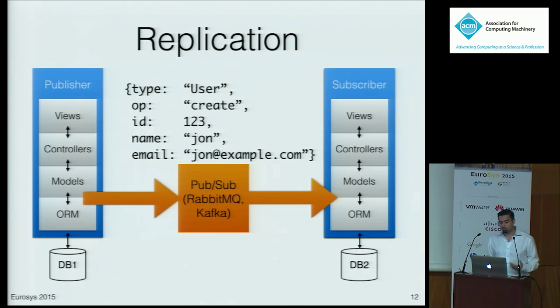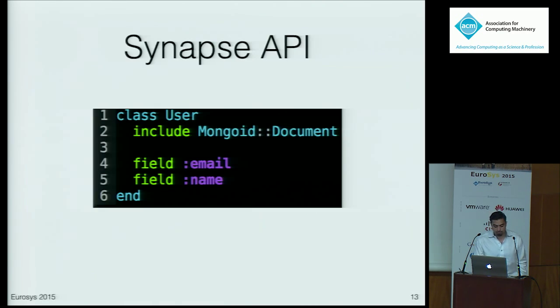So to summarize, we replicate objects from publishers to subscribers. And the data translation is done by calling getters and setters on each side. All of this is done transparently without the intervention of the developer, aside from specifying what gets to be published and subscribed. So how does the developer specify what gets to be published and subscribed? Let me introduce you to the Synapse API.